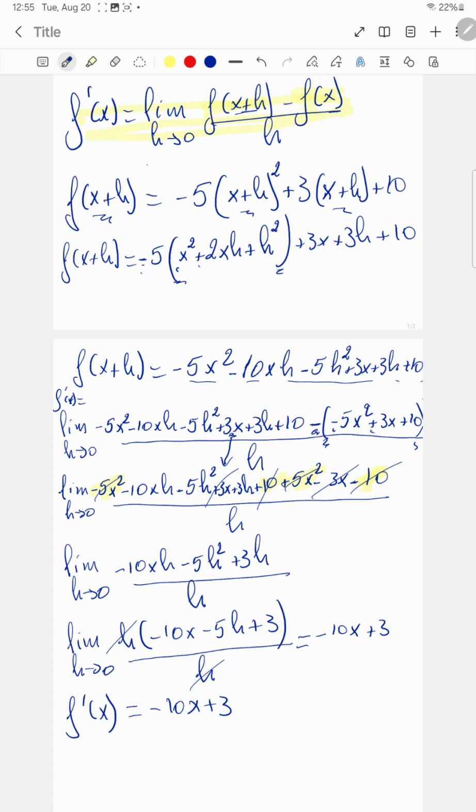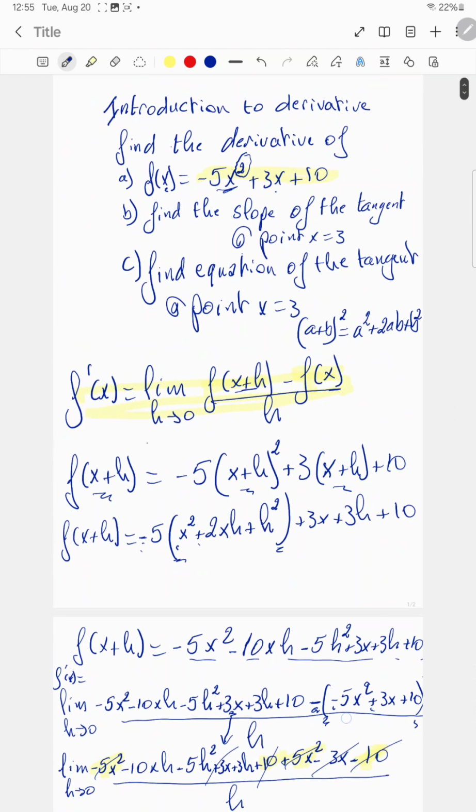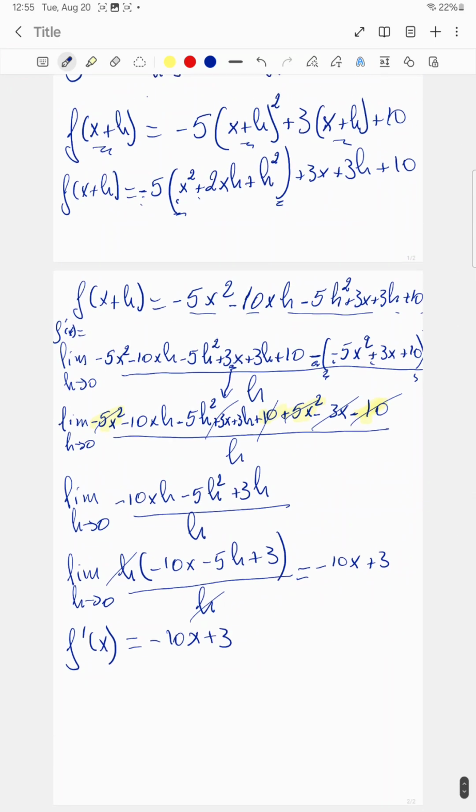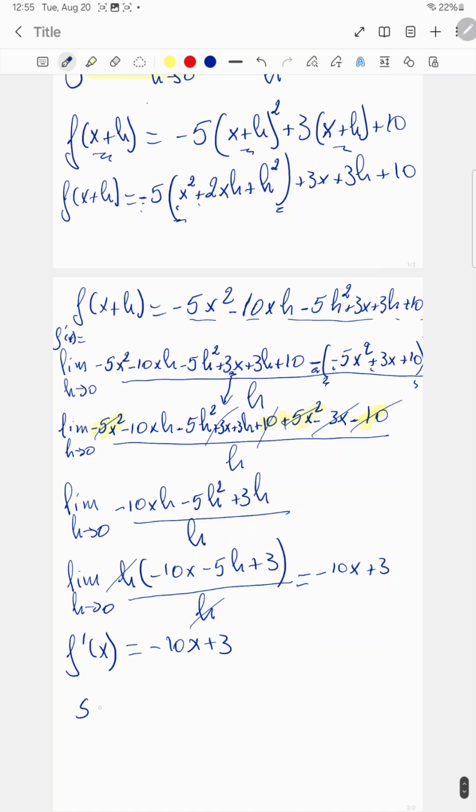And this is question number A. Now, question number B, find the slope of that tangent at point x equal to 3. So the slope, let's call it m, equals minus 10, and I have to replace x by 3, plus 3. So minus 30 plus 3 is equal to minus 27. So my slope is equal to minus 27.